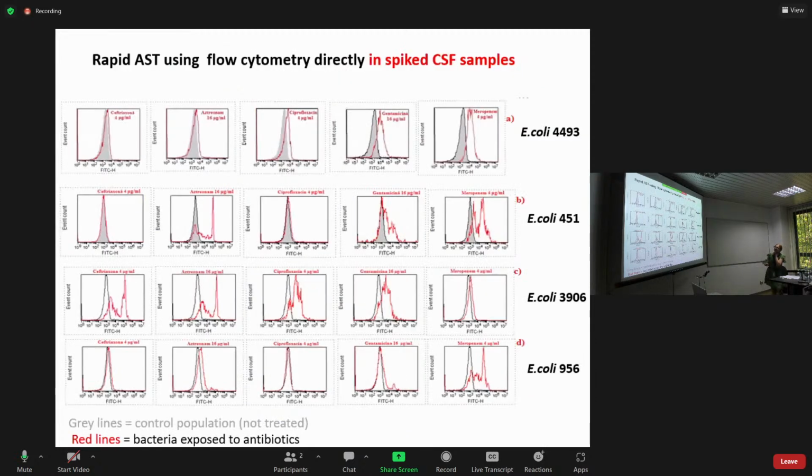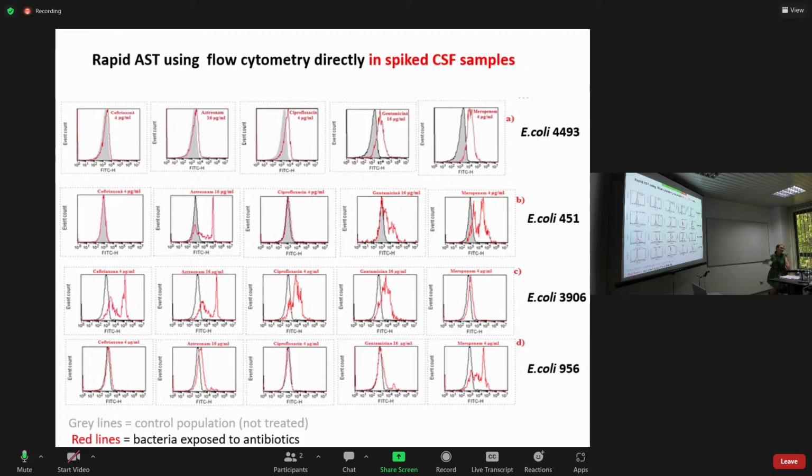And here are different aspects of the histograms and the dot plots, obtained in cerebrospinal fluid samples. So we have chosen this type of clinical specimen because it requires immediate and correct antibiotic treatment. And we can see the aspect of the histogram for different antibiotics, at different concentrations of antibiotics. And I think that now you can easily say which of these strains are susceptible or resistant to different concentrations of antibiotics.